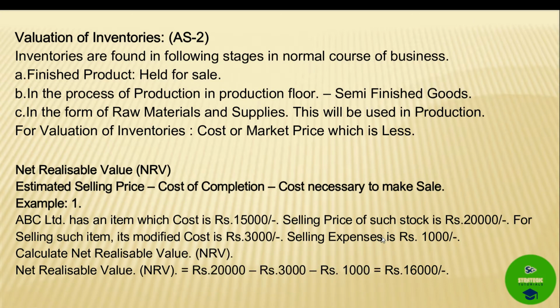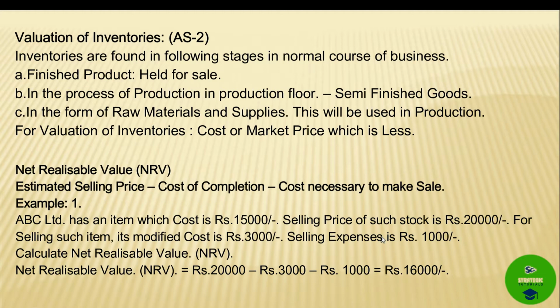Now I am coming to one of the parameters, that is net realizable value or NRV. Estimated selling price less cost of production, cost of completion basically, and cost necessary to make the sale. So estimated selling price, I am telling you through an example. Here I have mentioned one of the examples, you go by that only.